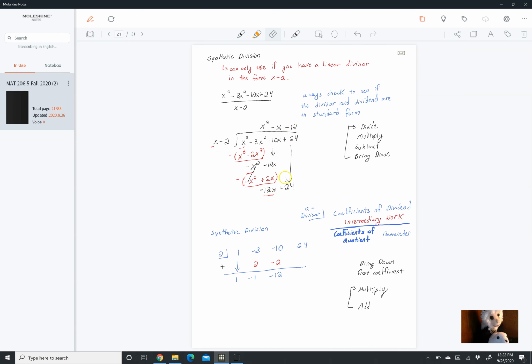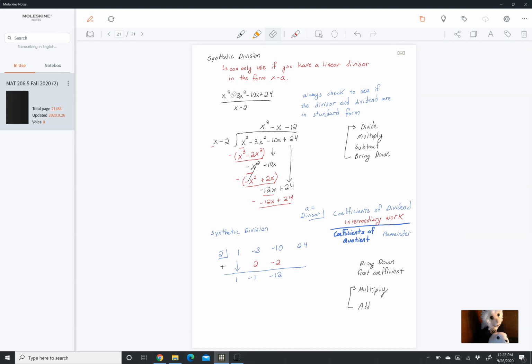Coefficients match because we're just taking away 1x each time. So we had a coefficient of 1, a coefficient of -1, a coefficient of -12. 1, -1, -12. Down here, 1, -1, -12. Okay? So then we take this -12 and we multiply. So -12 times x minus 2 gives us -12x plus 24.